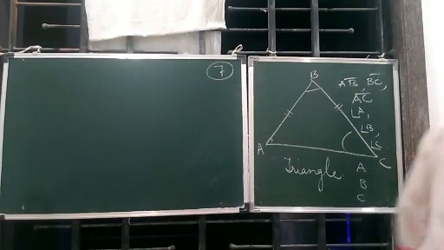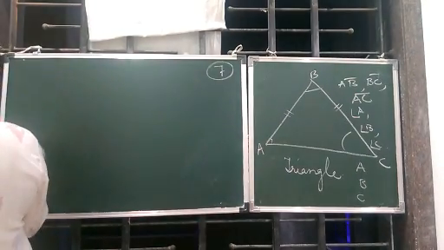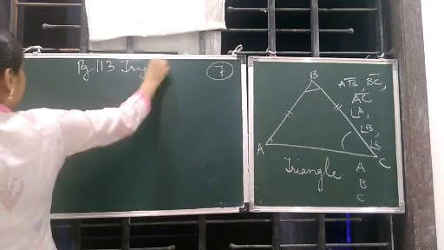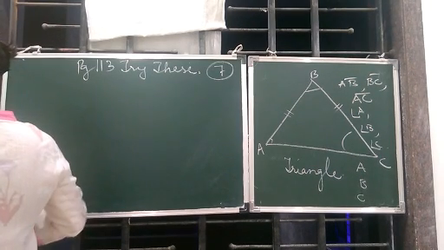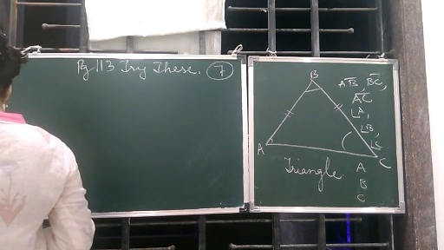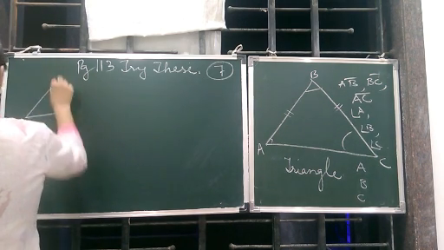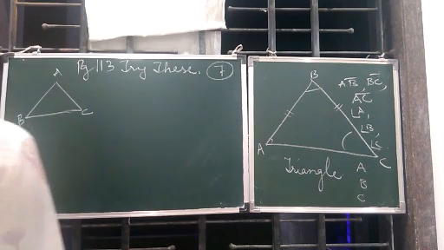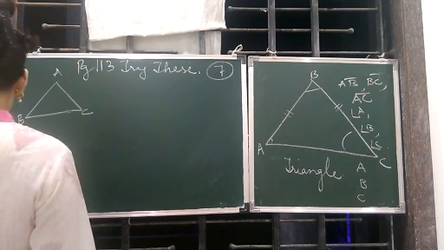Right now, try these. Let's do it. This Try These is given on page number 113. ABC. There is no diagram, so I'm just making the diagram. Now we have to write the 6 elements.